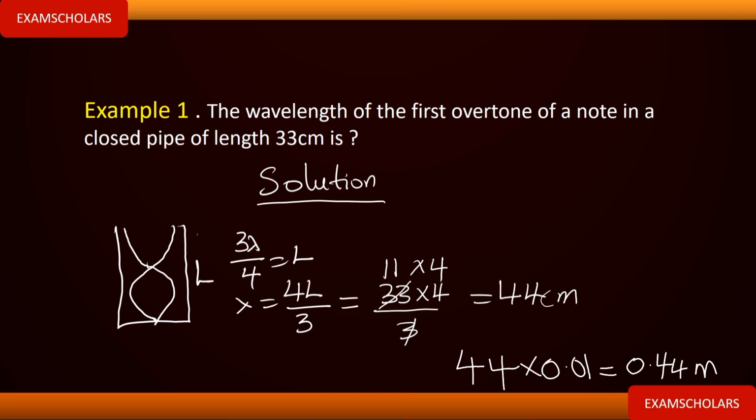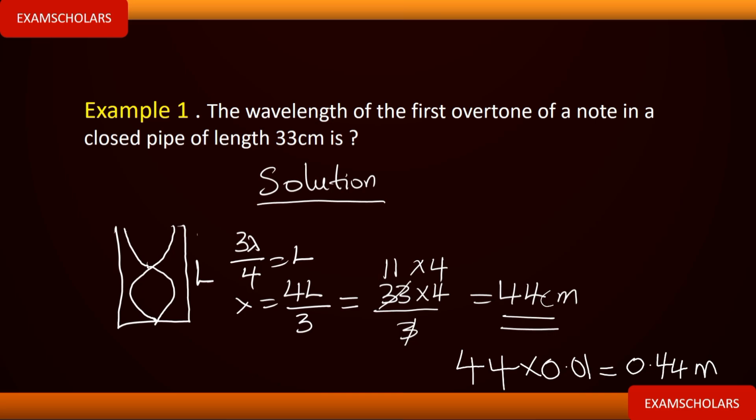You might choose to solve it another way by converting the length to SI unit before you plug it inside your formula, and then you get 0.44 meter. That's how to solve this question very fast. Going back to the question, we are asked first overtone, right? First overtone means what? Second harmonic. Second harmonic for closed pipe. So what are you given in the question? You are given the length of the closed pipe, which is 33 centimeters.